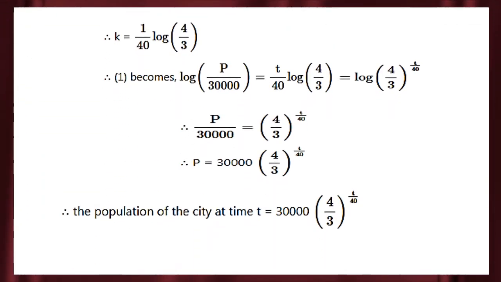Now the value of k is substituted in equation number 1. Then log p upon 30,000 is equal to t upon 40 log 4 upon 3, which is equal to log of 4 upon 3 raised to t upon 40. Now in the final there is no value for p and t given, so we will write p upon 30,000 is equal to 4 upon 3 raised to t upon 40 by the law of logarithms. That is p is equal to 30,000 into 4 upon 3 raised to t upon 40. This is the equation formed, and if the value of t is given, we can find the value of p from this equation.